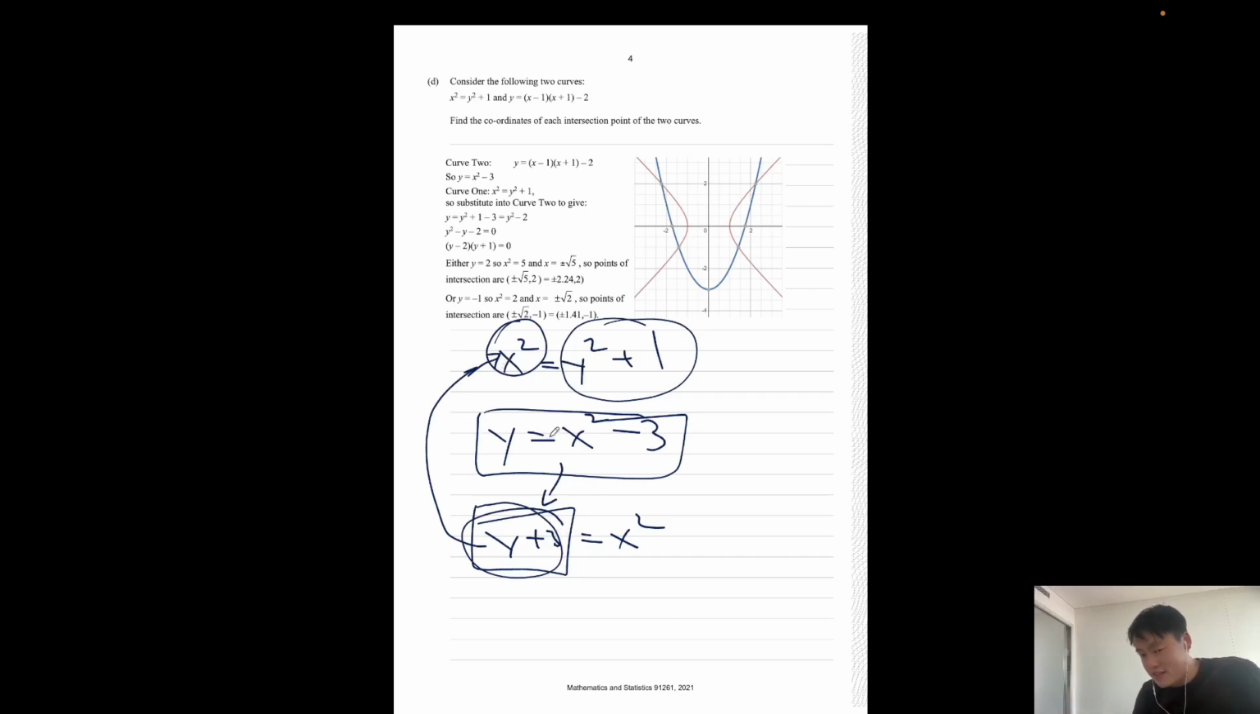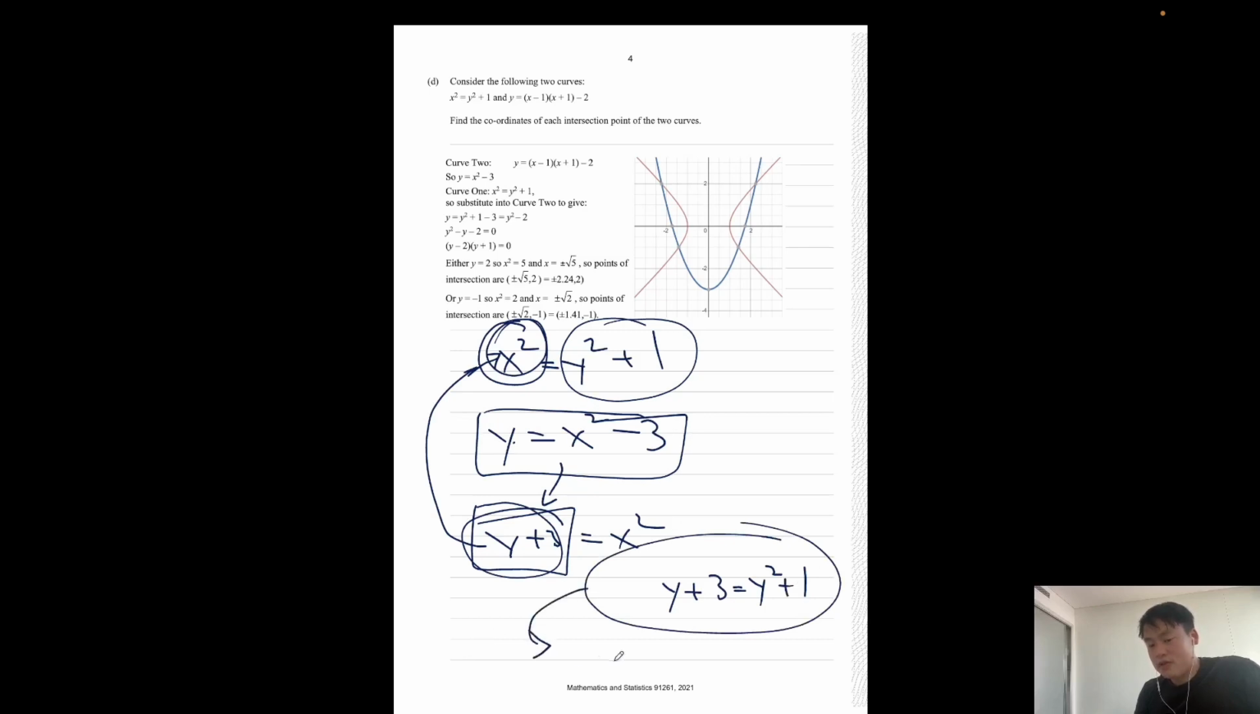Do you agree that that's the easiest one? That's the most straightforward one, isn't it? You recognize if y is equal to x squared minus 3, you could find something that replaces the x squared over here. Yes or no? And then that's where you get y plus 3 is equal to y squared plus 1. Yes? And then you do y squared minus y minus 2 equals 0.